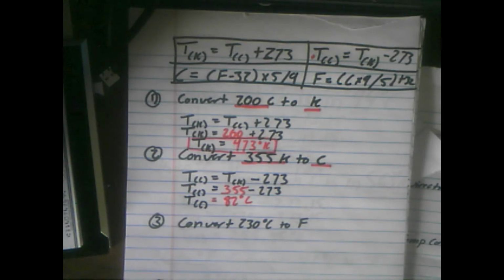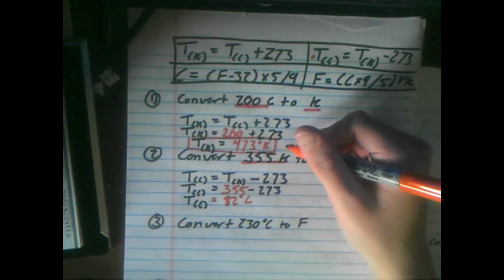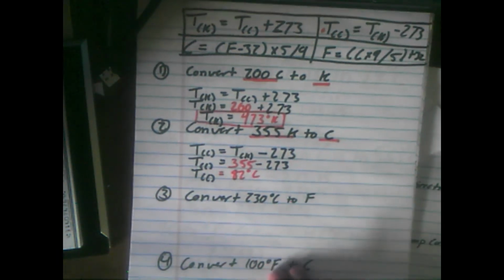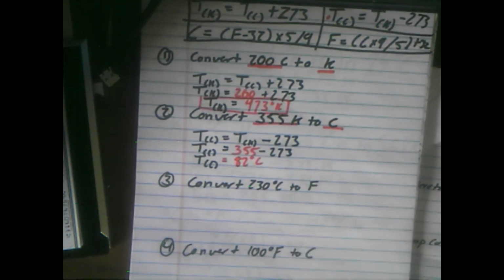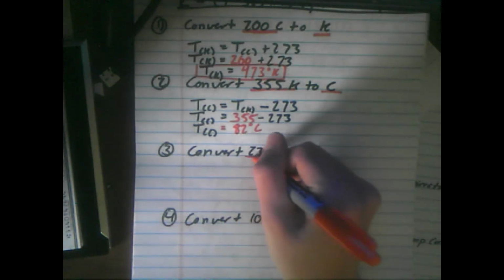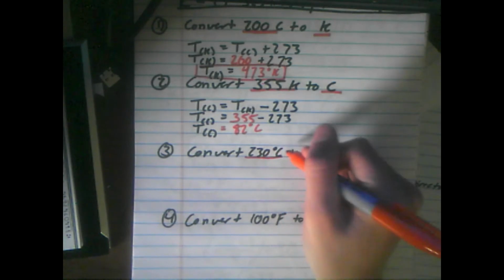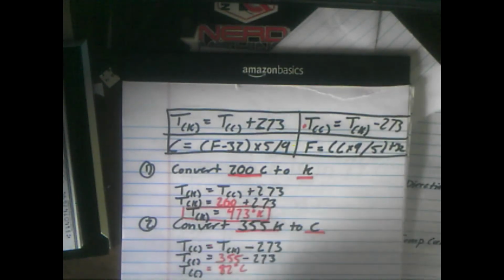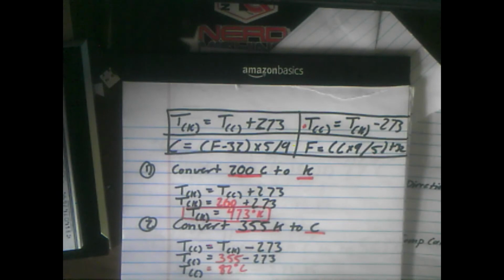Now these first two are pretty straightforward. All you're doing is adding 273 or subtracting 273. These next two are the harder ones you'll find, which is going between Celsius and Fahrenheit. So for this first one, we're asked to convert 230 degrees Celsius to Fahrenheit. Now this one we've got to be careful. Which one are we solving for? We're solving for F because we want to go to Fahrenheit.